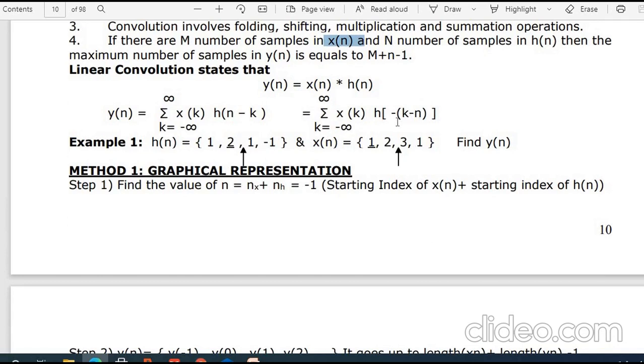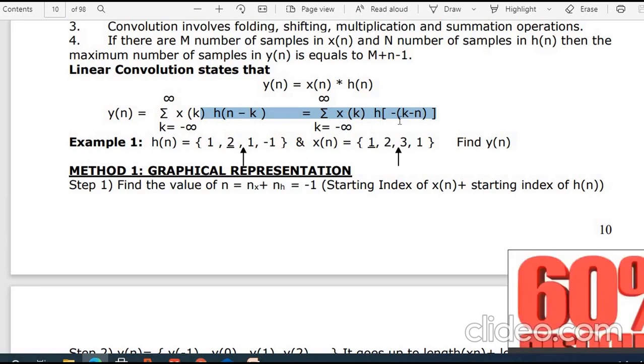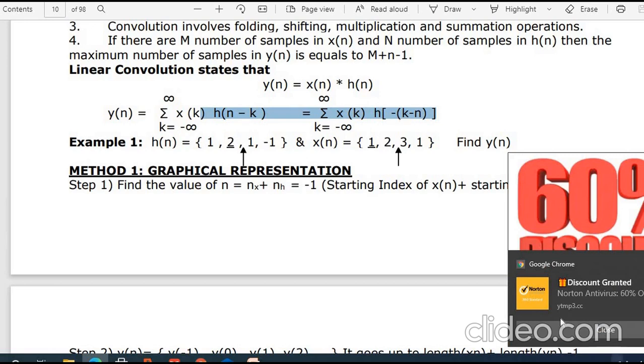Why n minus k? This is called a delayed function. Whatever function we use, we fold it and delay that particular sequence. Or else we can write the summation over k from minus infinity to infinity of x of k h of n minus k. If I take the negative sign common in this expression, h of n minus k, I am taking the negative outside because I want to use the folding concept. That is why I am writing the negative sign outside.